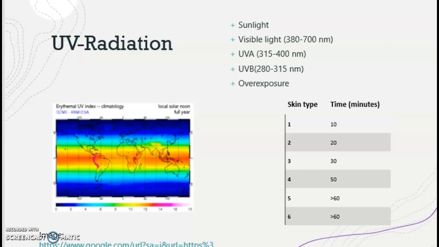Visible light falls under the wavelengths of 380 to 700 nanometers. UVA is 315 to 400. UVB is 280 to 315 nanometers. Looking at the image on the left-hand side, you can see there are different colors across the world in bands.